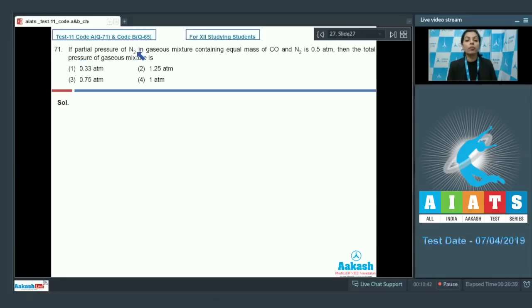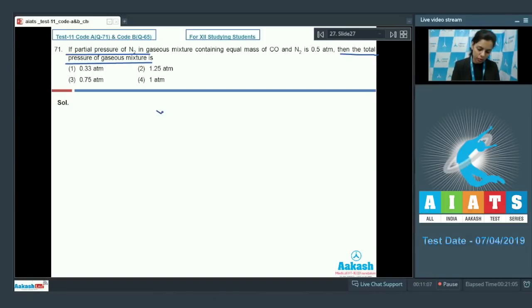If the partial pressure of nitrogen in the gaseous mixture containing equal mass of carbon monoxide and nitrogen is 0.5 atmosphere, this is the partial pressure of nitrogen in the gaseous mixture. Then the total pressure of the gaseous mixture is, we need to just find out the total pressure of the gaseous mixture.